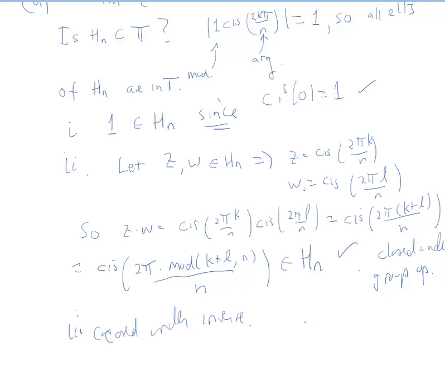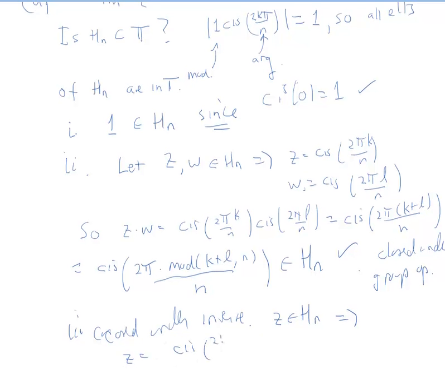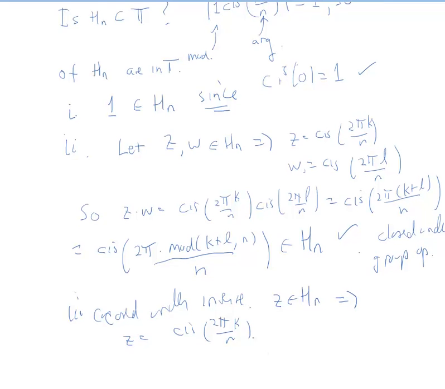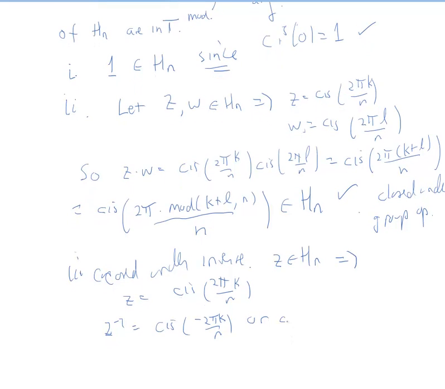Well, let's take Z, an element of Hn. That implies that Z is equal to cis of 2 pi k over n. Now let's consider what is the inverse of Z. If you go back to the polar form, Z inverse is equal to cis of, you can write it two ways: cis of minus 2 pi k over n, or cis of 2 pi times (n minus k) over n.